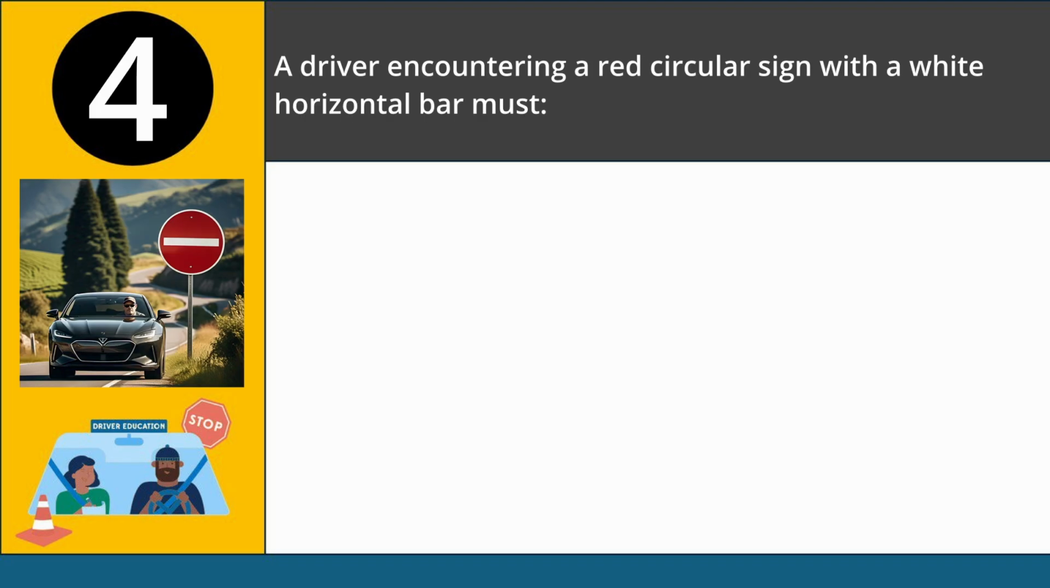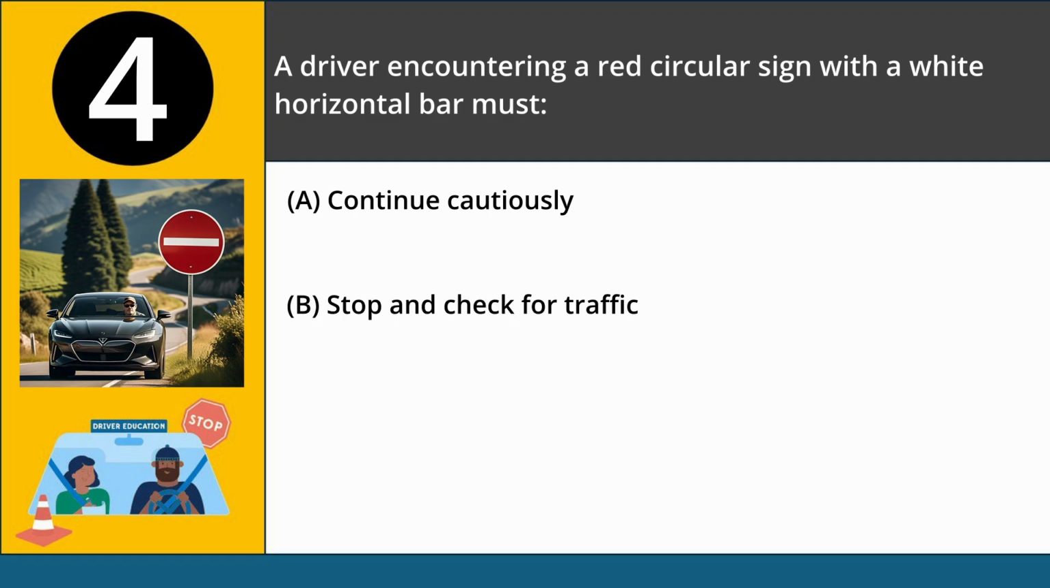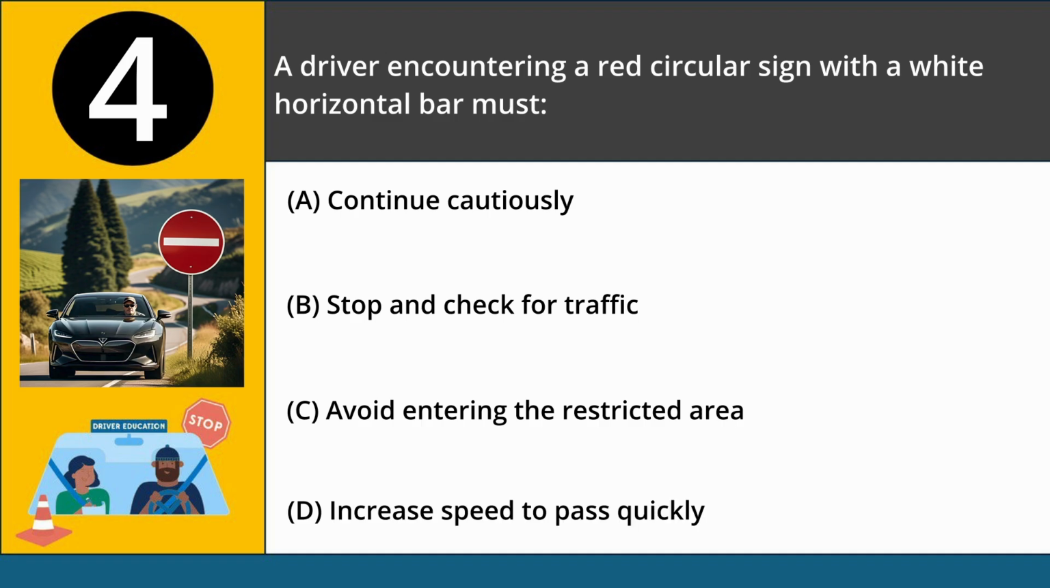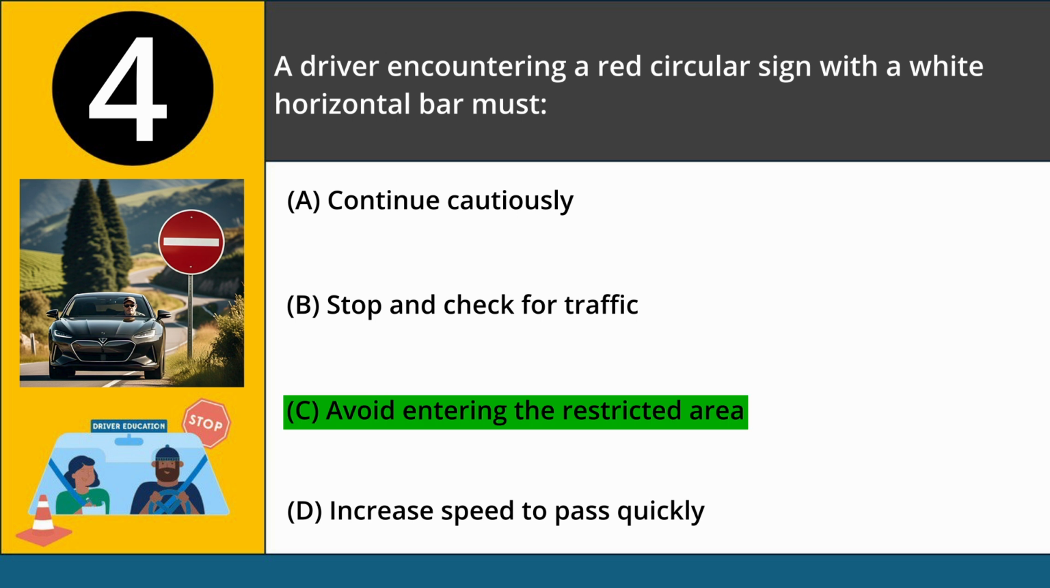A driver encountering a red circular sign with a white horizontal bar must: A. Continue cautiously. B. Stop and check for traffic. C. Avoid entering the restricted area. D. Increase speed to pass quickly. Answer: C. This sign indicates no entry and must be obeyed.